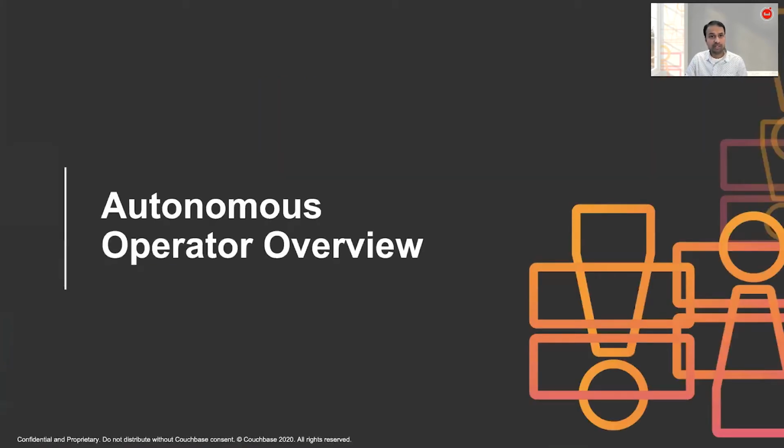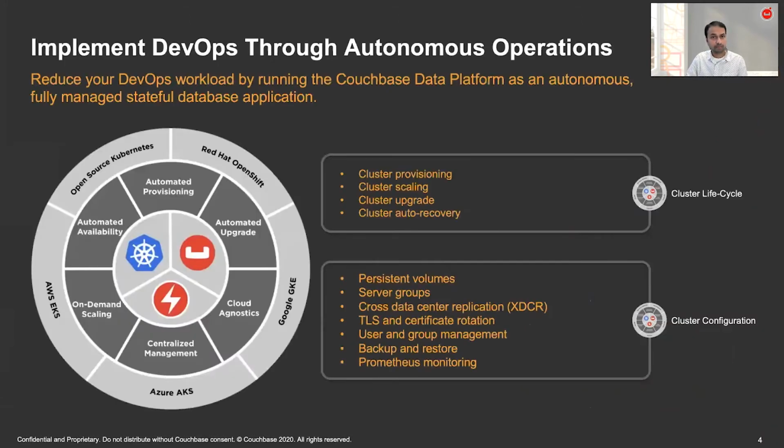Now let's take a quick overview of the Autonomous Operator. Implement DevOps through autonomous operations. Talking about Couchbase Autonomous Operator, as the name autonomous suggests, it's self-service, self-healing kind of operations. The intention here is to reduce the operational complexity of provisioning and managing the Couchbase cluster on Kubernetes. The Couchbase operator enables the customer to run Couchbase on any infrastructure on any cloud.